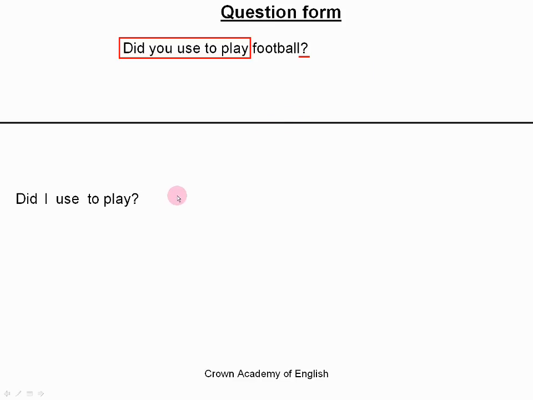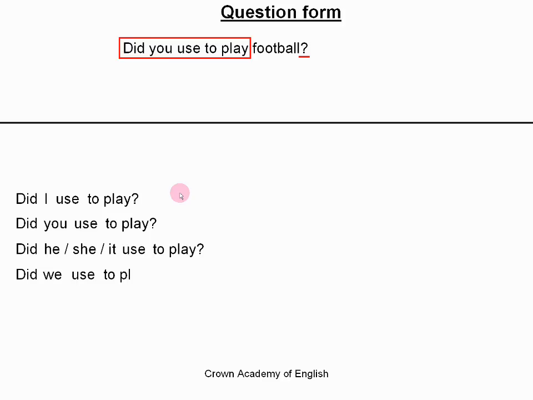Did I use to play? Did you use to play? Did he, she, it use to play? Did we use to play? Did you use to play? Did they use to play?